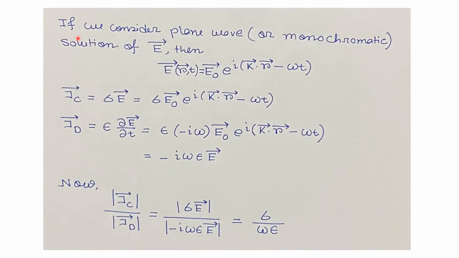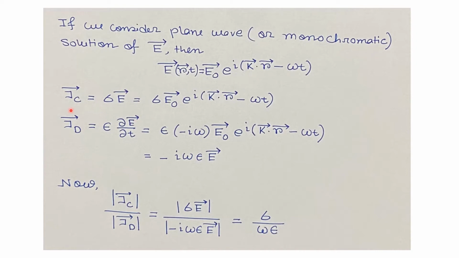Now if we consider a plane wave or monochromatic wave solution for the electric field, then it can be written as E vector as a function of r vector and time t, equals E naught vector times e to the power i (k dot r minus omega t). Here E naught is the amplitude of the electric field and k vector is the wave vector for that electric field.